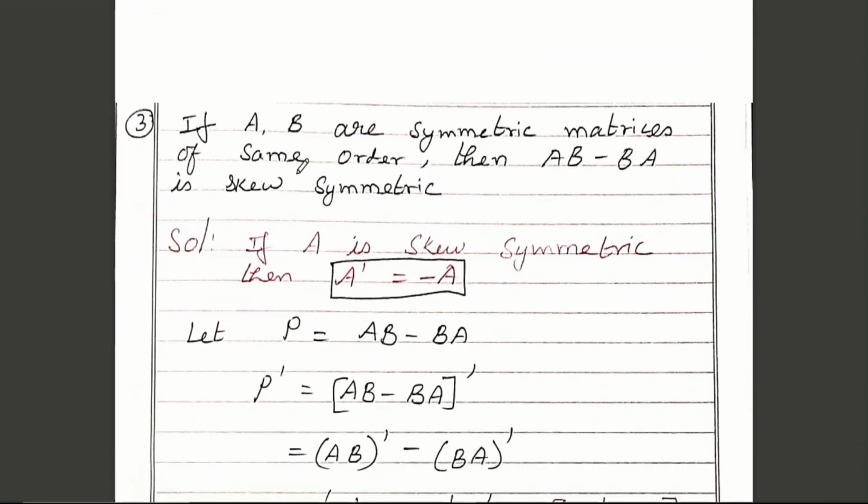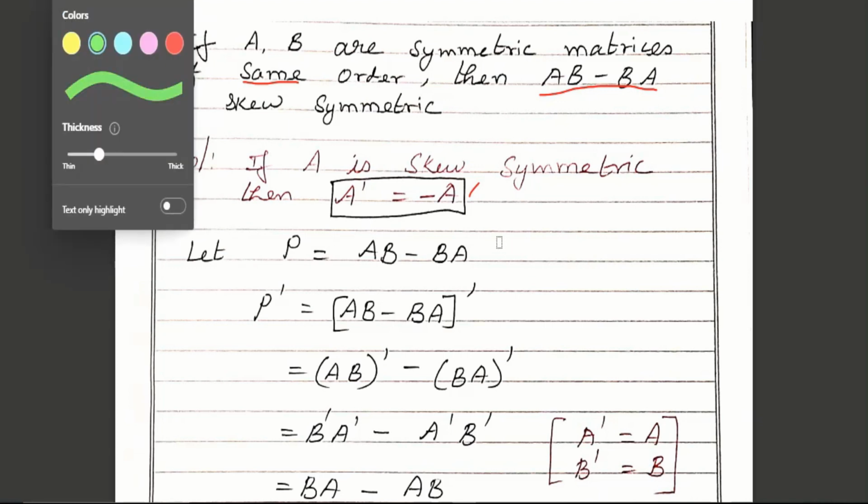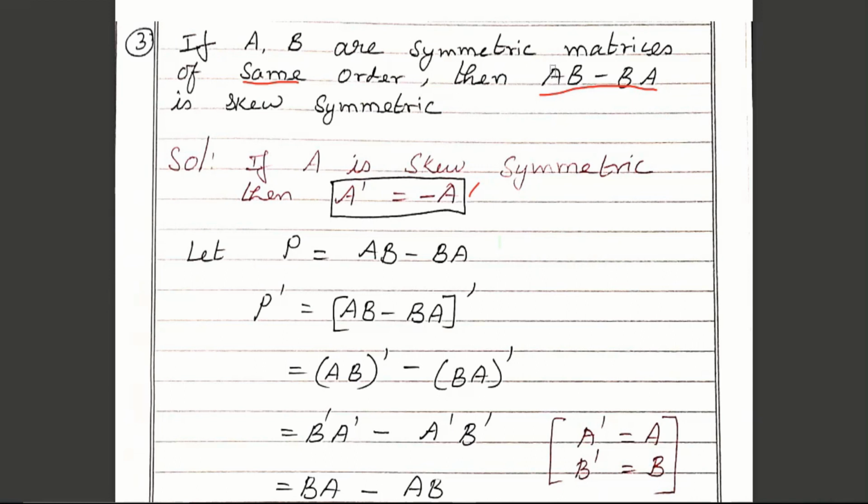Let me move on to the third question. If A and B are symmetric matrices of the same order, then AB minus BA is skew symmetric. So he's saying this, let us prove that AB minus BA is skew symmetric, right? Then what is the condition for skew symmetric? We said in the last video, if A transpose is equal to negative A, then it is skew symmetric, right? So now we are going to use that property. The matrix given is AB minus BA. I have taken it as the P matrix.